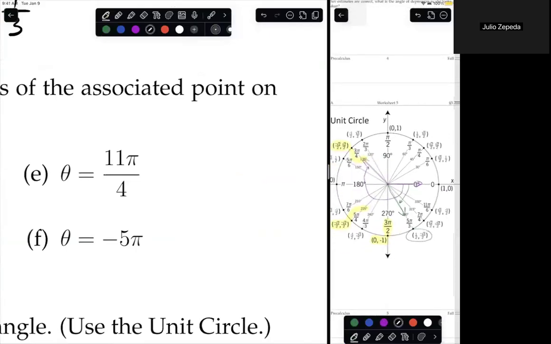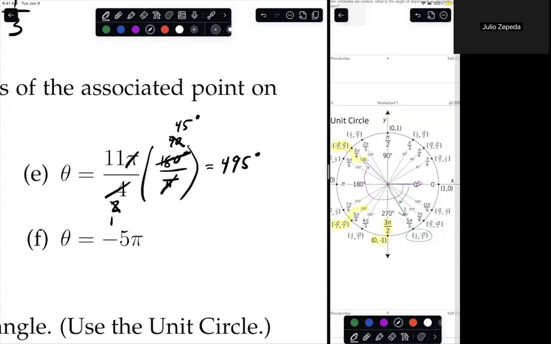I'm going to convert this to degrees by multiplying by 180 degrees over pi. Let's see what we get here. Pi's cancel. 4, I'll cancel by 2. 2 goes into 4 2 times. 2 goes into 180 90 times. And 2 goes into 2 once, and 2 goes into 90, it'll divide into 45. So if we multiply 45 degrees by 11, that gives us 495 degrees. And we notice that this is outside of the 0 to 360 degrees given on the unit circle.